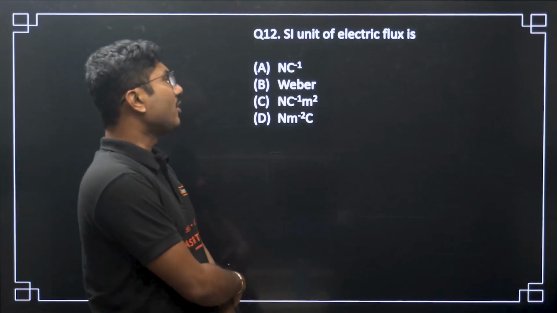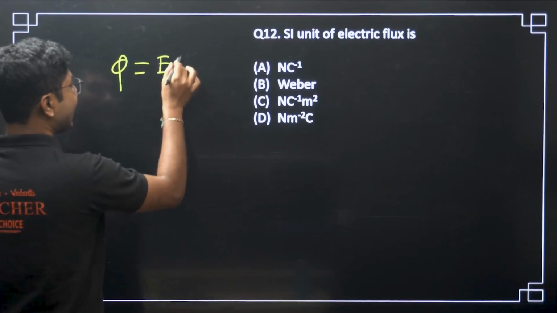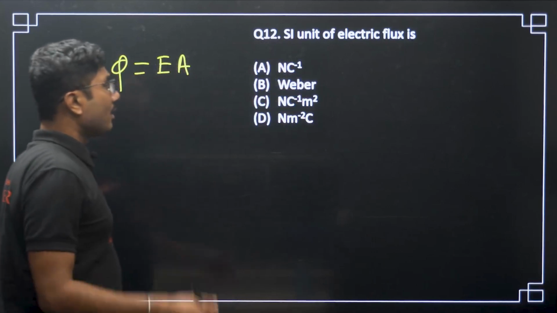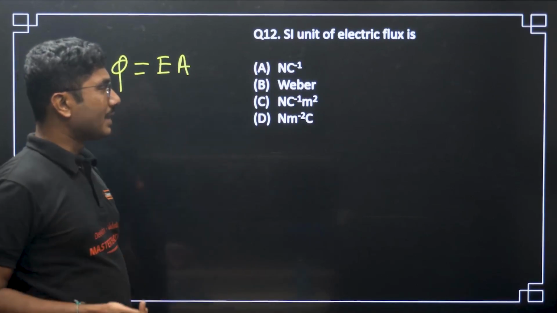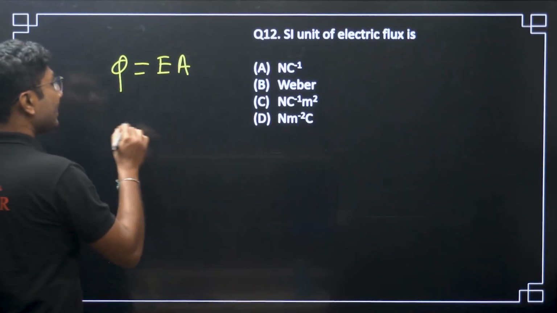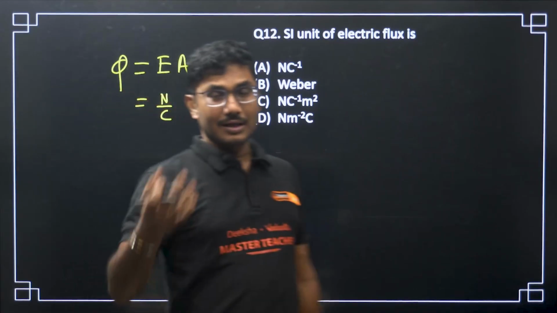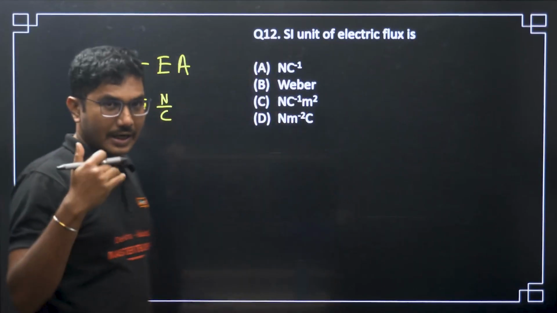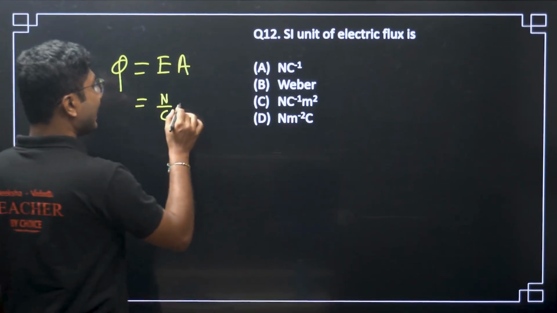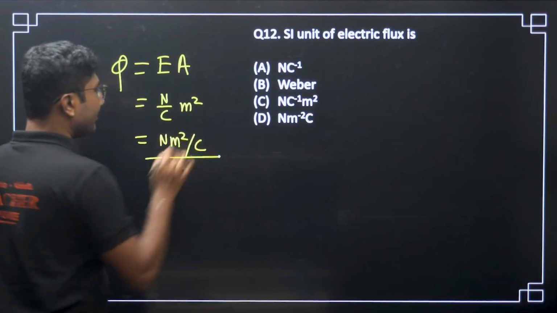Now, SI unit of electric flux. What is electric flux? The basic definition is electric field into area. What is its unit? Obviously Weber is not the unit of electric flux, it is of magnetic flux. Electric field is Newton per coulomb. Electric field is electric force per unit charge, force divided by charge. What is area? Area is meter square. So Newton meter square per coulomb is the unit of electric flux.